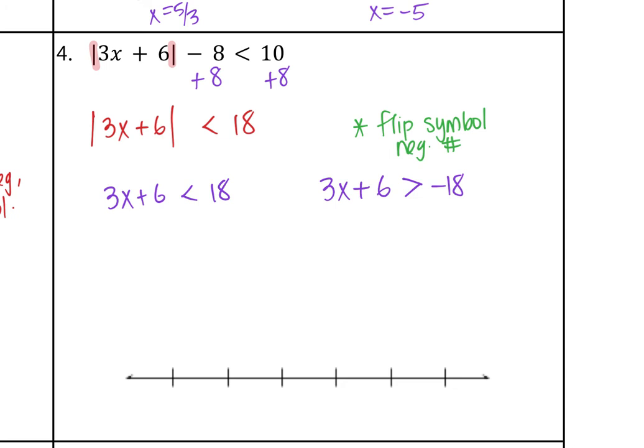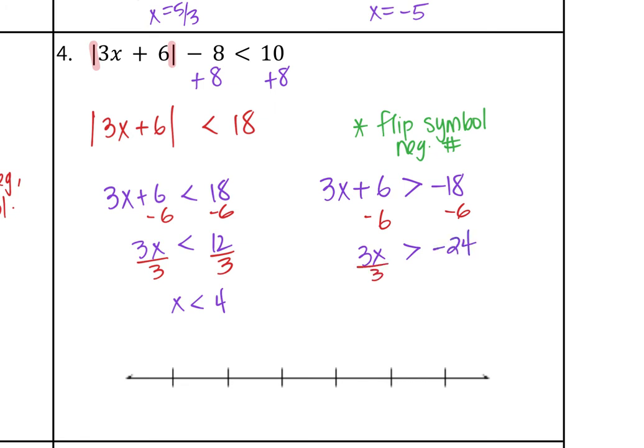Okay, now from here we are going to solve. So subtract 6 from both sides. 3x is less than 12. Divide by 3. X is less than 4. Then on the other side, subtract 6. 3x is greater than -24. Divide by 3. X is greater than -8.